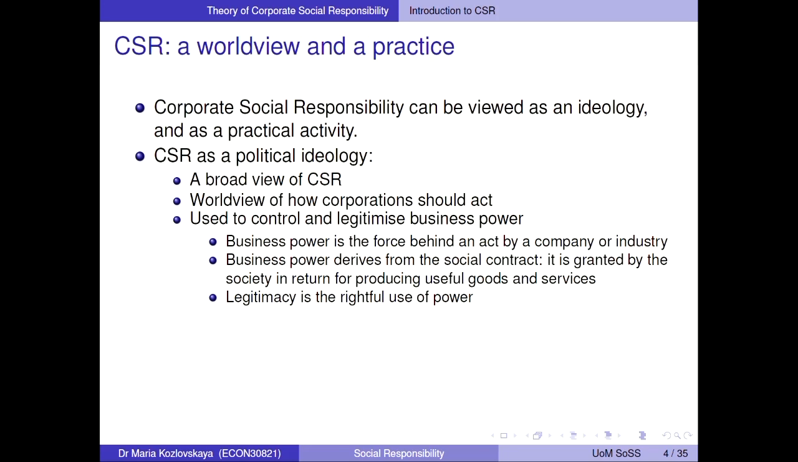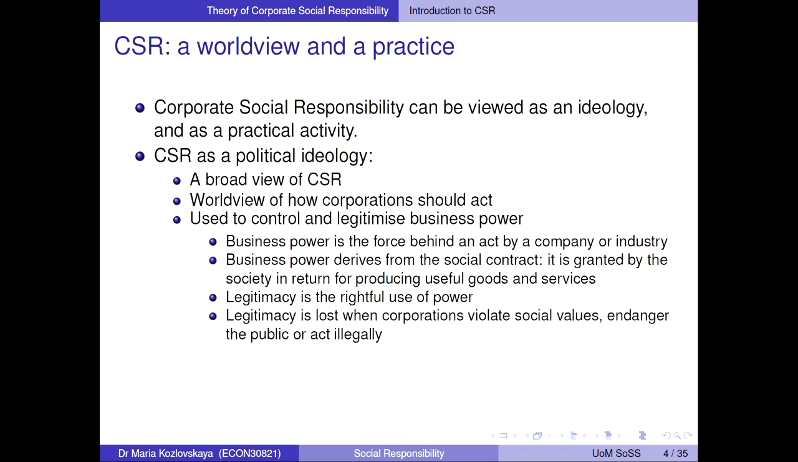The power of corporations derives from the social contract which they implicitly signed with that society. We say, okay, we need you to create wealth, and we will allow you to exist, but in return, don't abuse societal assets, don't abuse your power by harming us as people, the signatories of this social contract. If businesses endanger social values or the public, they lose legitimacy. And this is a formal raison d'être of corporations in our society.